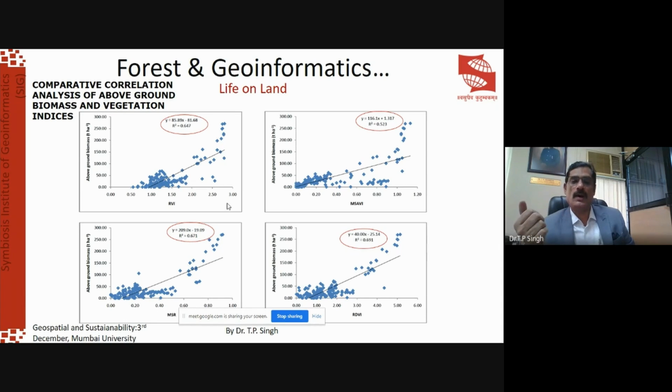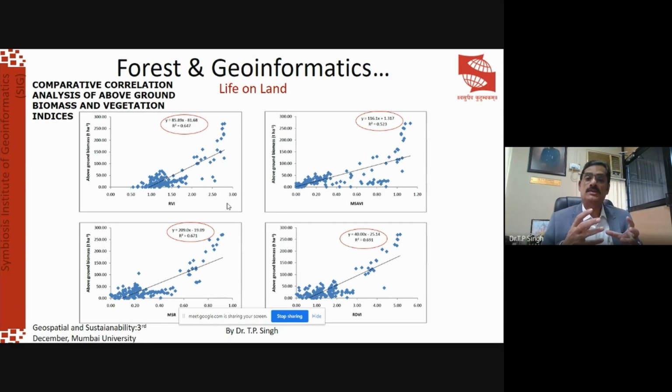In fact, in the whole of Maharashtra, we laid down permanent plots all across Maharashtra, and we have been working since 2008. Every 4 or 5 months we assess those permanent plots to find out how much their biomass has increased or decreased, and how much of the vegetative area has been removed in the particular area.